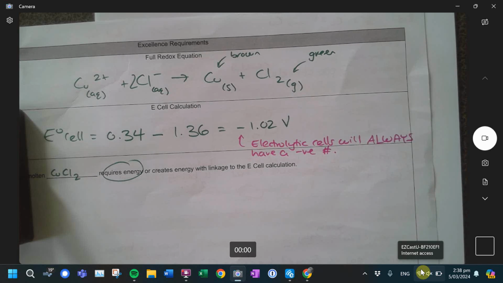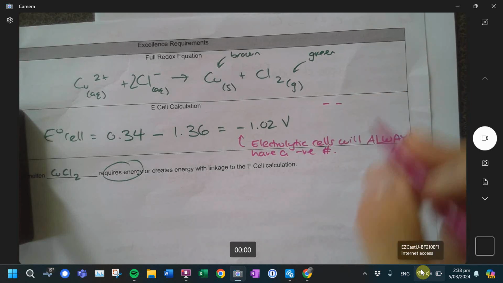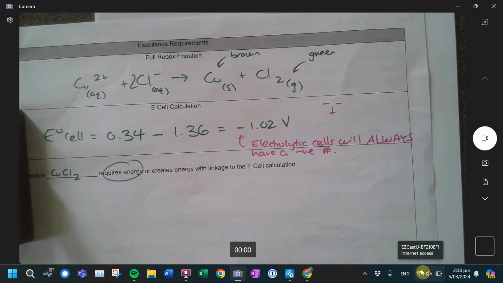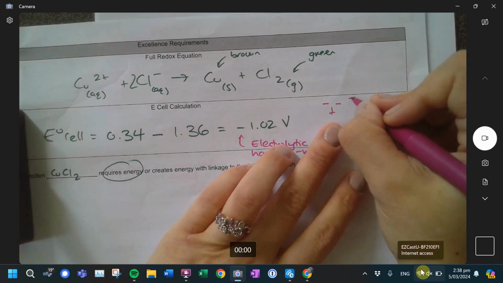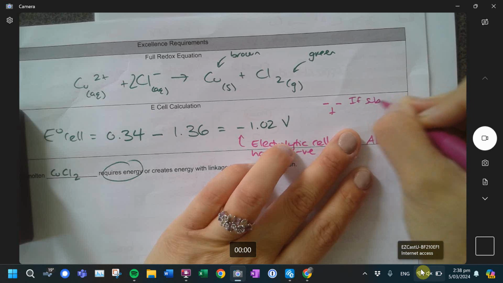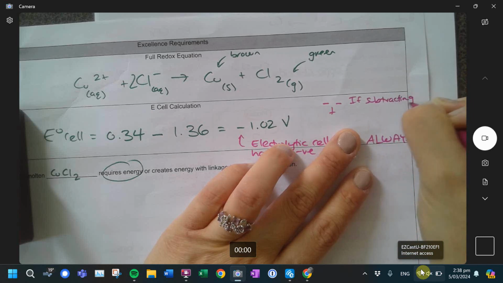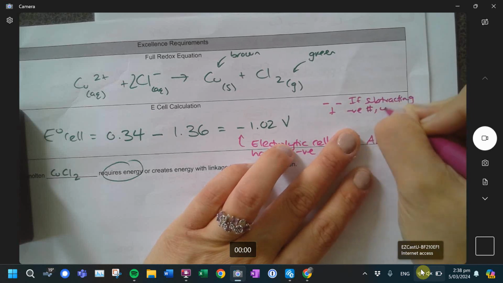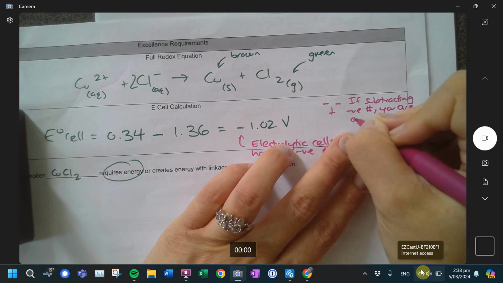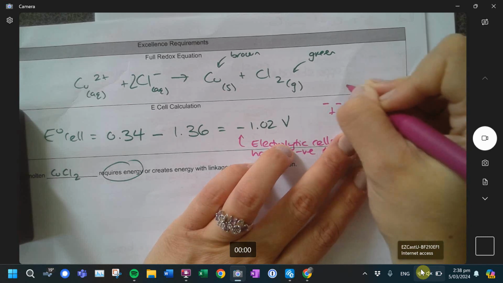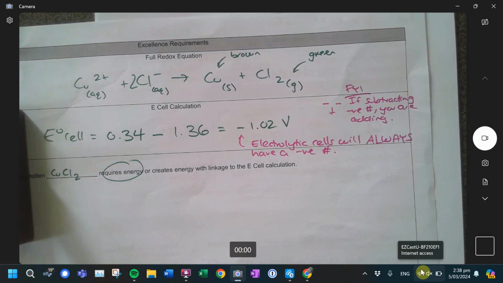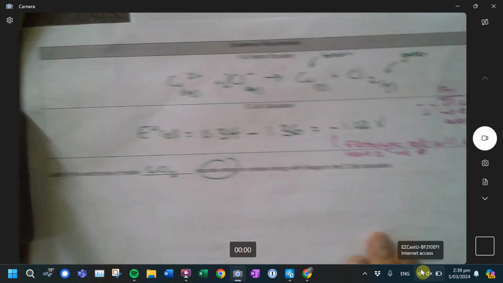All right? Just be mindful, if you minus a negative number, what does that mean? It's positive. So just keep that in mind so you don't make that math error. Do you want me to write that down? If you subtract a negative number, you're basically adding. FYI. Cool?